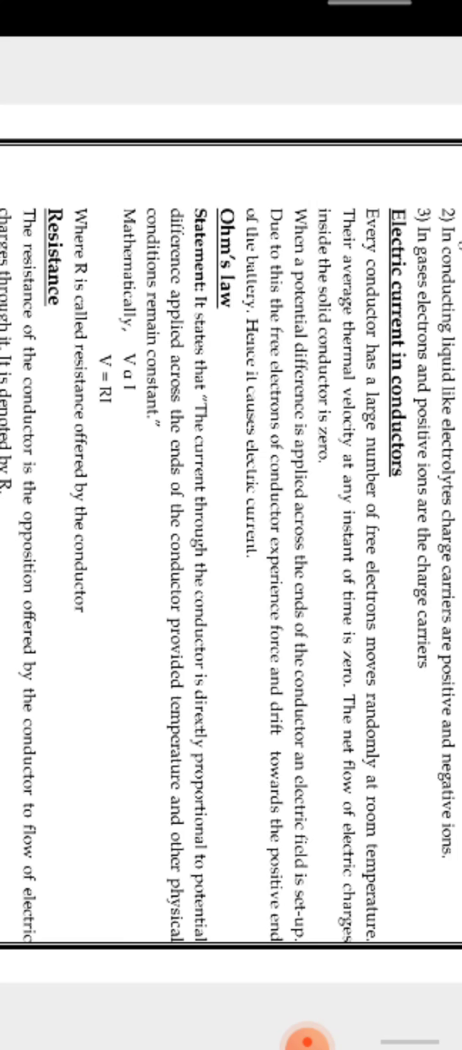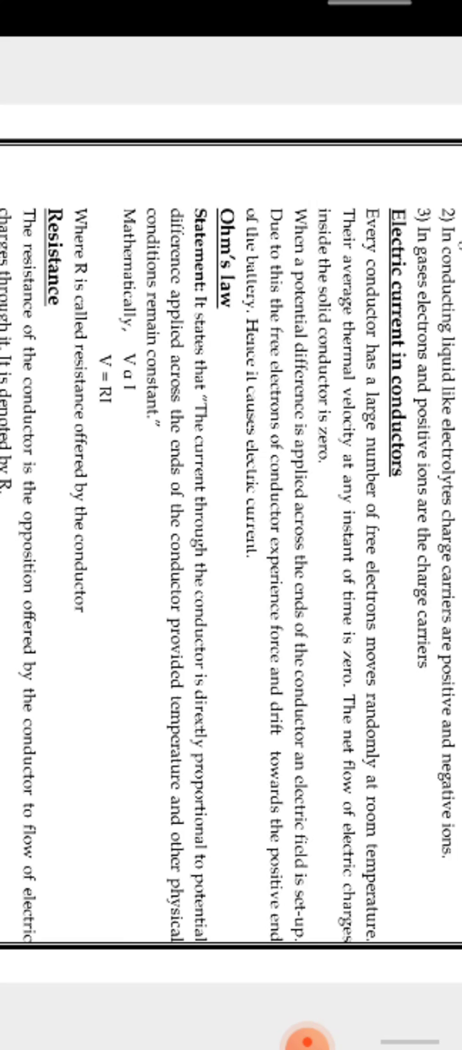Basically, electric current in conductors. Every conductor initially has a large number of electrons. All the electrons present inside the conductor have random motion due to thermal energy, moving randomly with thermal velocity. But at any instant of time, the average velocity of the electrons is 0. As a result, the electric current inside the conductor is 0. Why? Because the electrons do not have a proper direction.